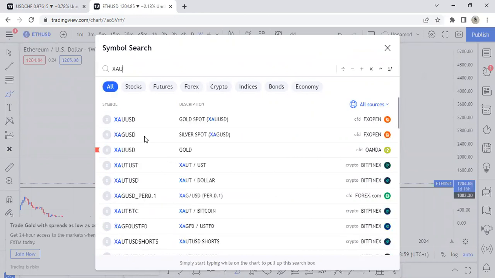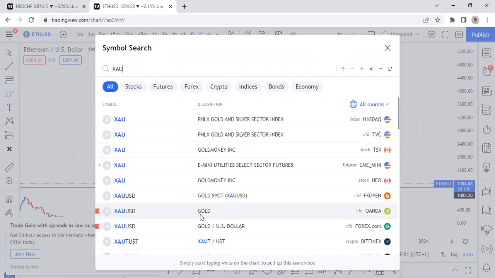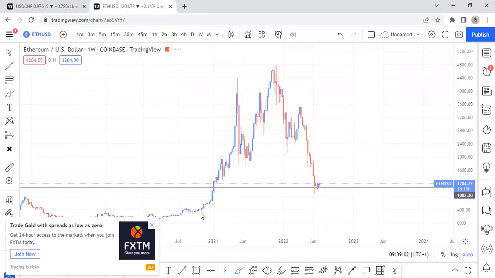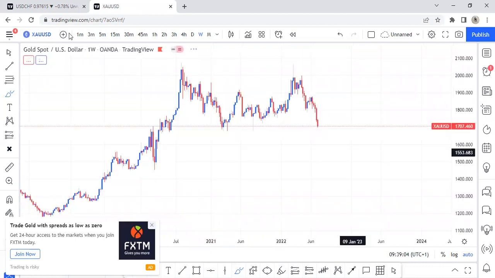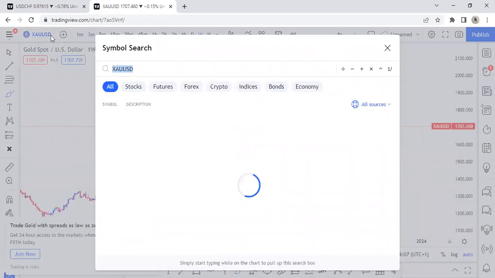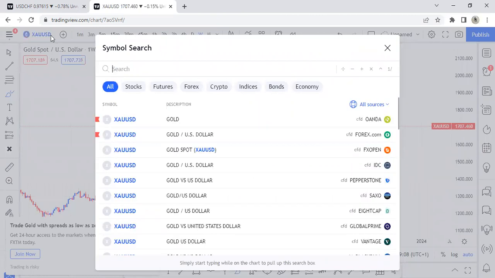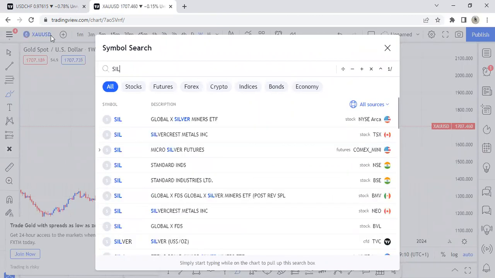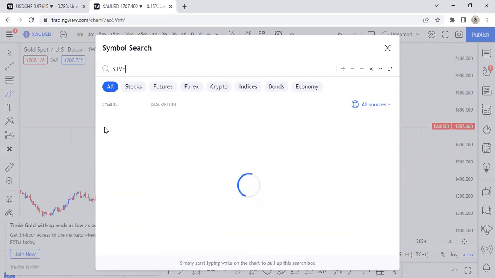SAUUSD. All right, so gold. You can see gold has been doing the same thing, bearish. That is because of the bullish run on the dollar. Let's look at silver. I'm not showing you why this has been happening. Silver, I don't know. I've not traded silver before.